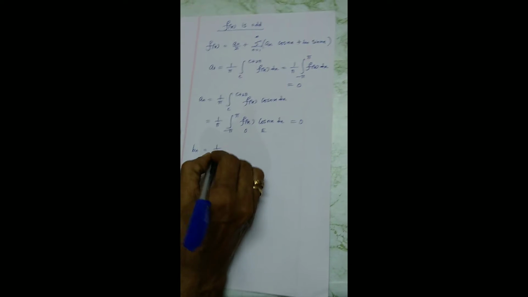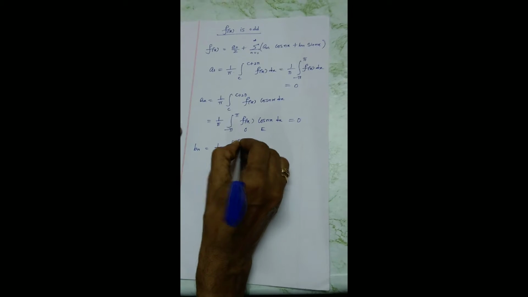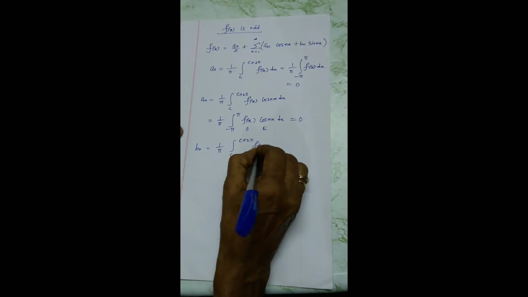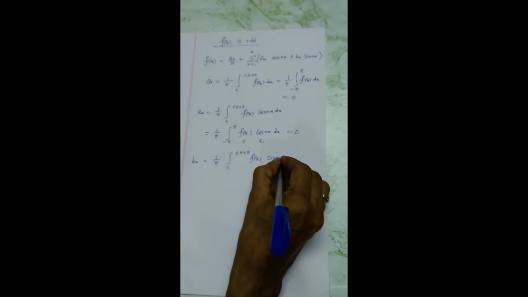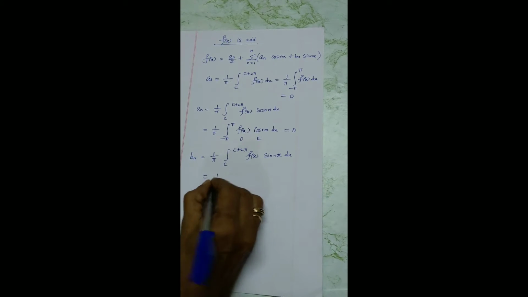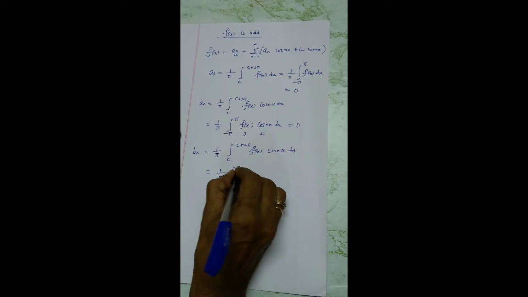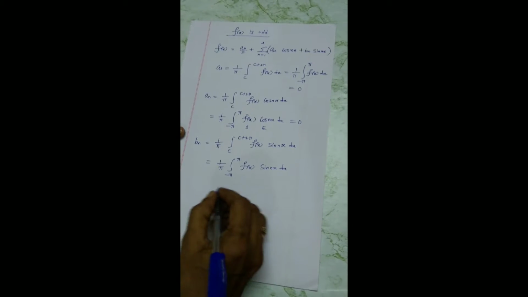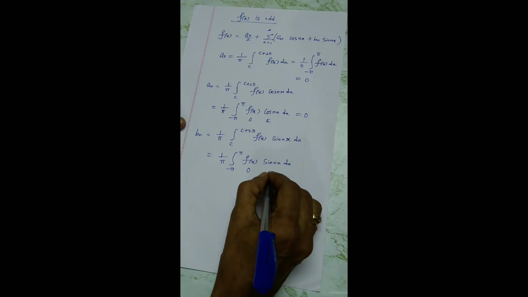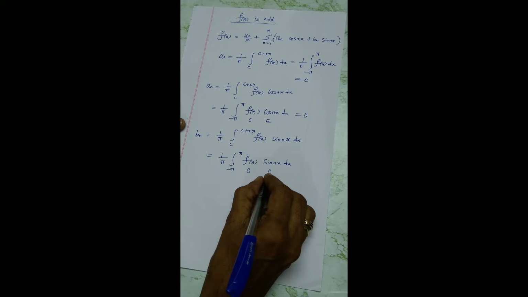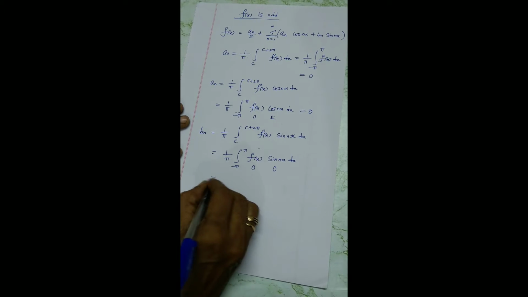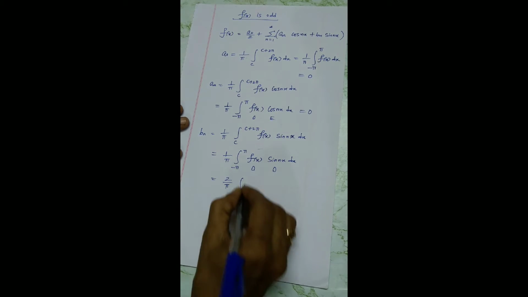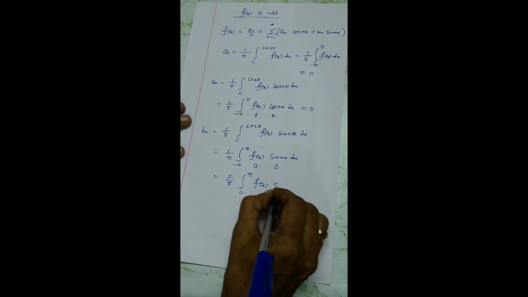Now, very interesting, a naught and an are totally collapsed. Let us take the range minus pi to pi, f of x sin nx dx. Here the function is odd, sin is also odd, odd into odd is even. So the entire integrand is even. Then I can write twice 0 to pi f of x sin nx dx. So for Bn the value exists.